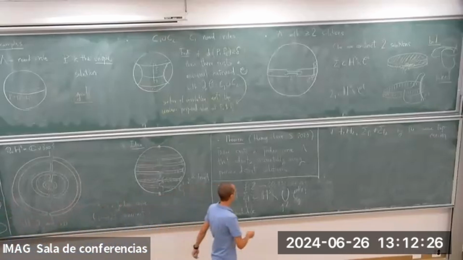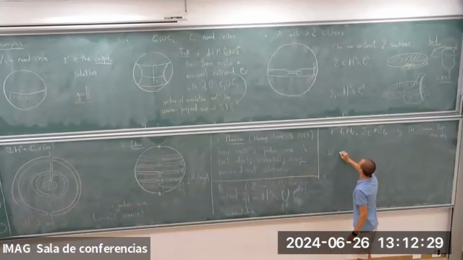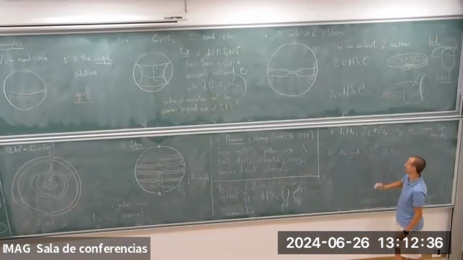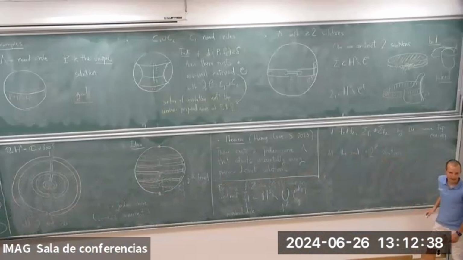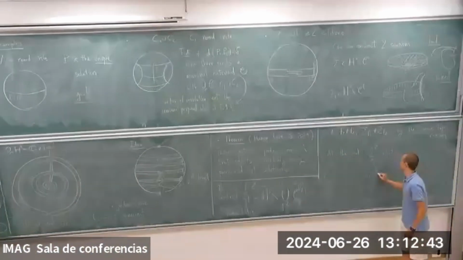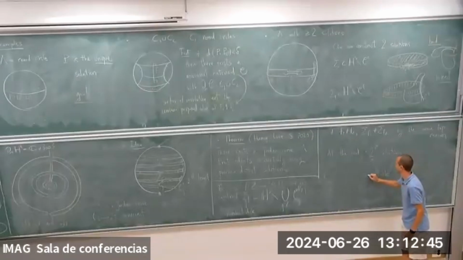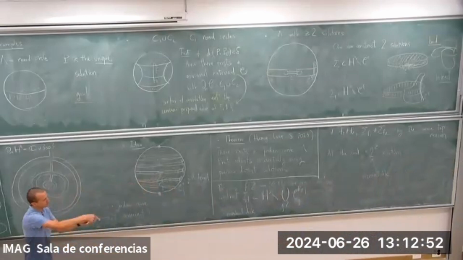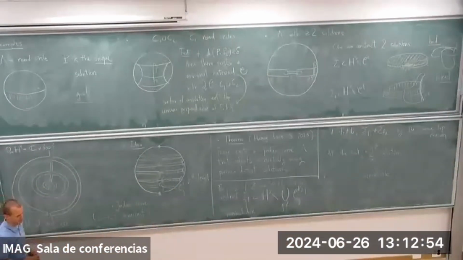Okay, so at the end, we have 2 to the power of Z solutions. Maybe this is not very orthodox. Anyway, this is uncountable. Okay, this is uncountable.